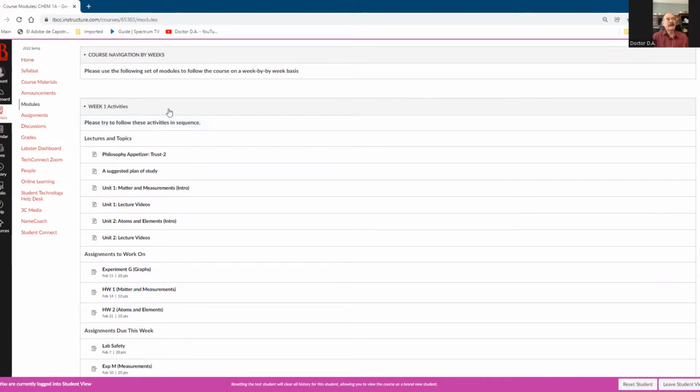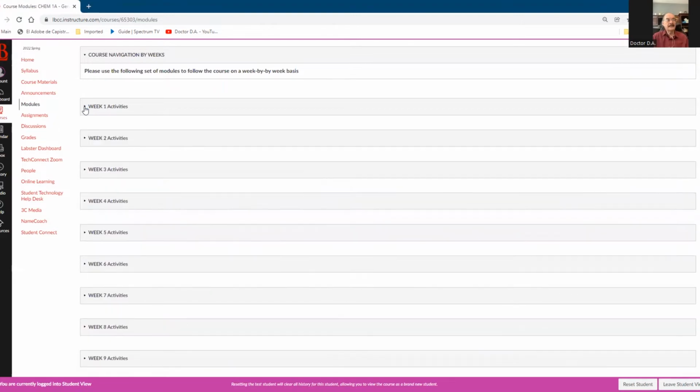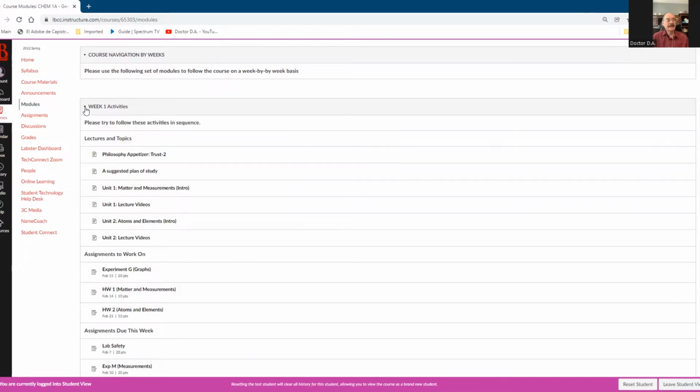This is our weekly activities. Remember, I said that the first block of modules are basically week by week activities. So let's open up the week number 1 set. Notice that I recommend you try them in sequence. I've divided into lectures and topics, assignments to work on, and assignments that are due this week.